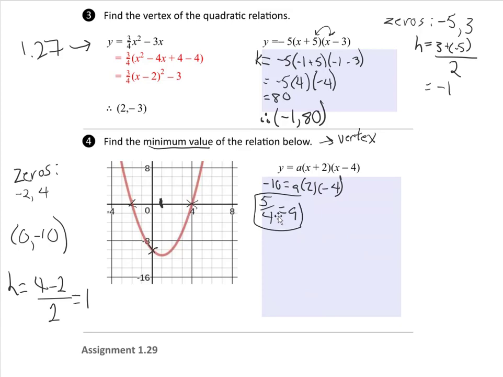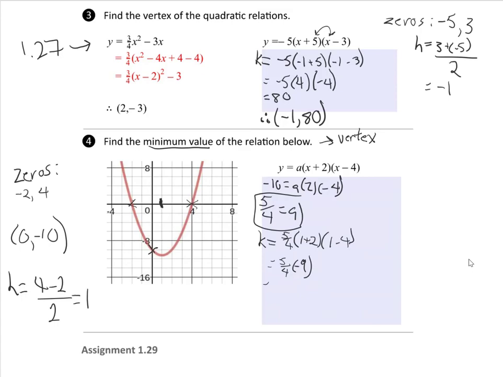So now I just sub this into my original formula, and I don't know what k is, but I know what a is. It's 5 over 4. So it's going to be 5 over 4 times 1 plus 2 times 1 minus 4. So we're going to have 3 times minus 3. So we'll have 5 over 4 times negative 9, because 3 times negative 3 is negative 9.